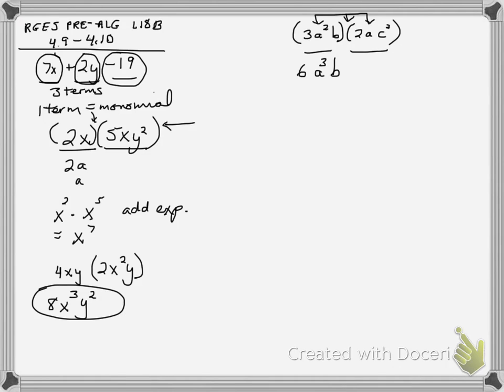I'm looking at the next variable, b. I only have it one time here, so I'll just copy it down. Nothing else to do with it. And my next variable is c. And I don't have any others, so I'll just copy it down.